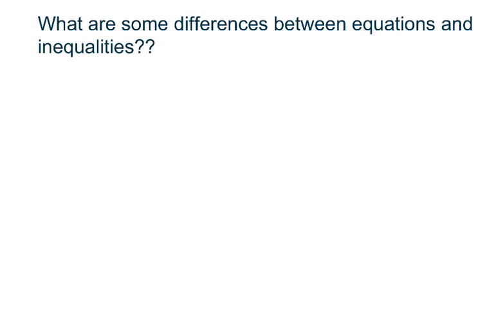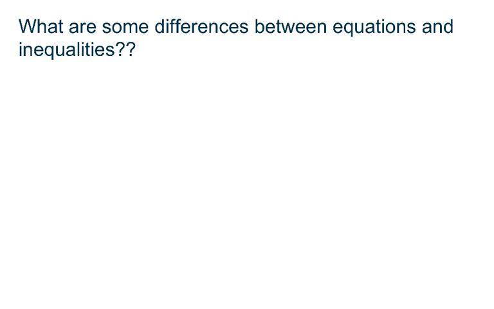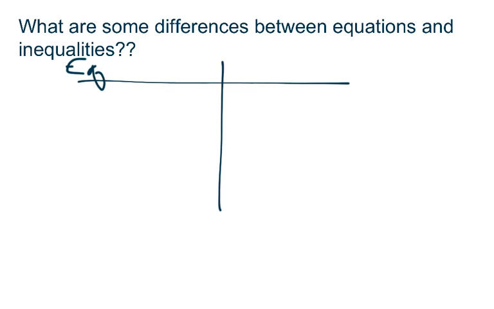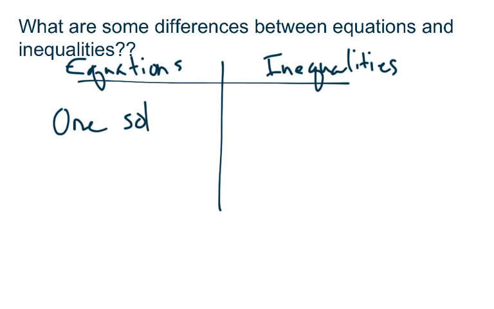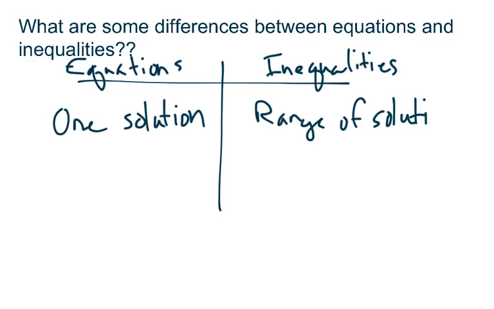So let's start by thinking about some of the differences between equations and inequalities. So we're going to make a little table here. Let's go equations on this side and inequalities on that side. All right, so with equations, we have one solution, more often than not. Inequalities, we now have a range of solutions. In other words, where we have many solutions instead of just one solution.